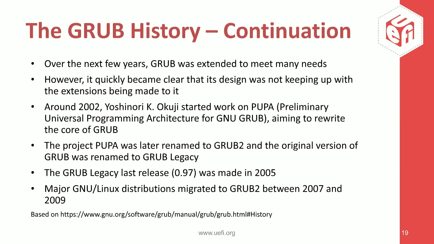The goal was to rewrite the core of GRUB to make it more flexible and allow us to provide more features in a much easier way. This project was later renamed to GRUB2, and the original version of GRUB was renamed to GRUB Legacy. The last version of GRUB Legacy was released in 2005. Major Linux distributions migrated to GRUB2 between 2007 and 2009.